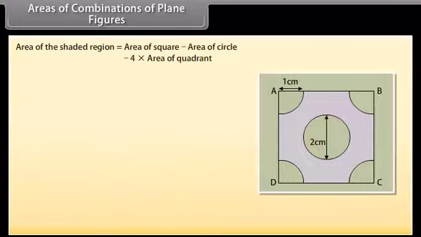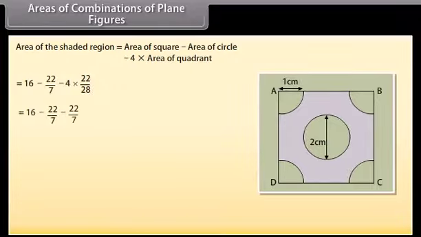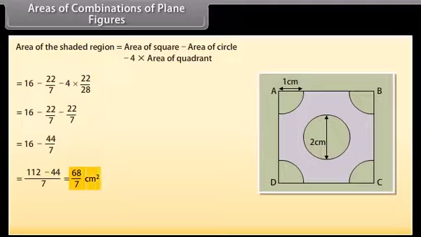Area of the shaded region is equal to area of square minus area of circle minus 4 into area of quadrant. Now, by substitution and calculation of the values, we get area of the shaded region as 68/7 centimeters square.